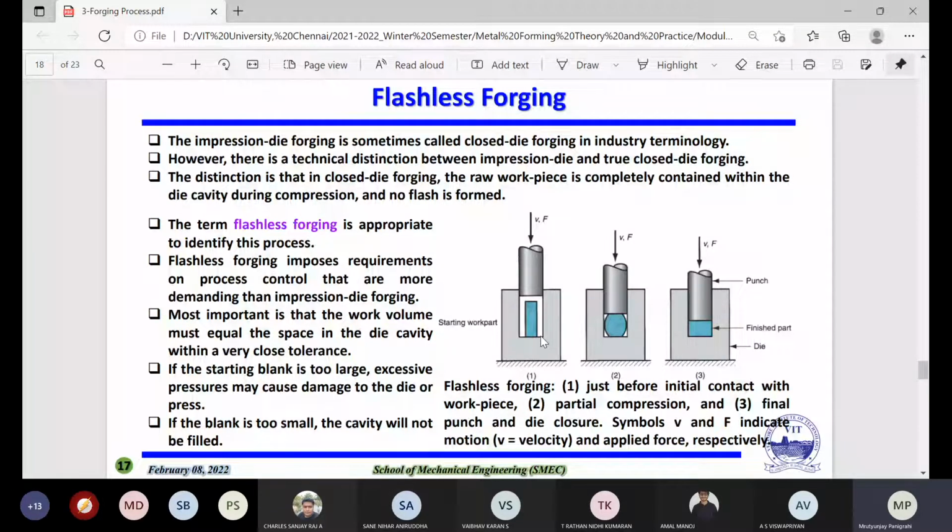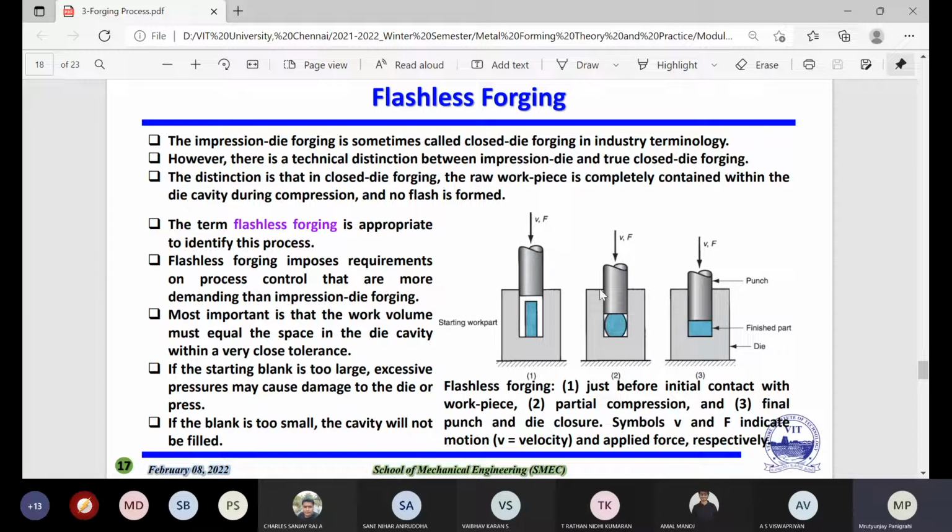Whenever you are writing your note, I do not know whether you are preparing a note or not, but if you are, then you have to write this, because everything I put there. The first distinction is that in closed die forging, the raw workpiece is completely contained. That means the die cavity is bigger and the workpiece is completely inserted there. It is completely contained within the die cavity during the compression, and no flash is formed. The second one is that no flash will be formed. And the term flashless forging is appropriate to identify the process.